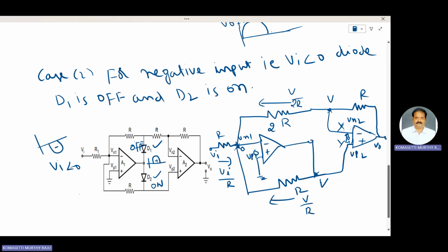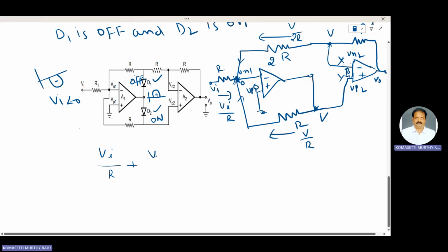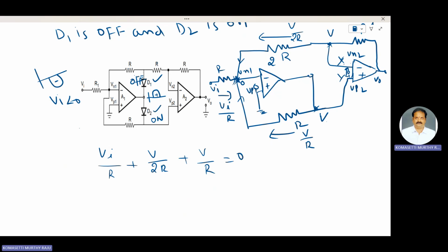At this node, these three currents are combined, the total current I from this output. This one, and this one, and this one: V by R plus V by 2R plus V by R is equal to 0. Therefore, find out the V value.